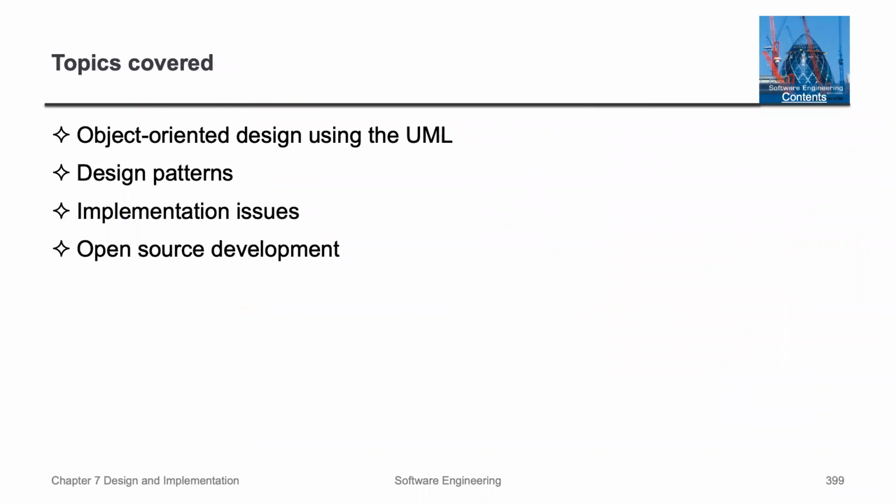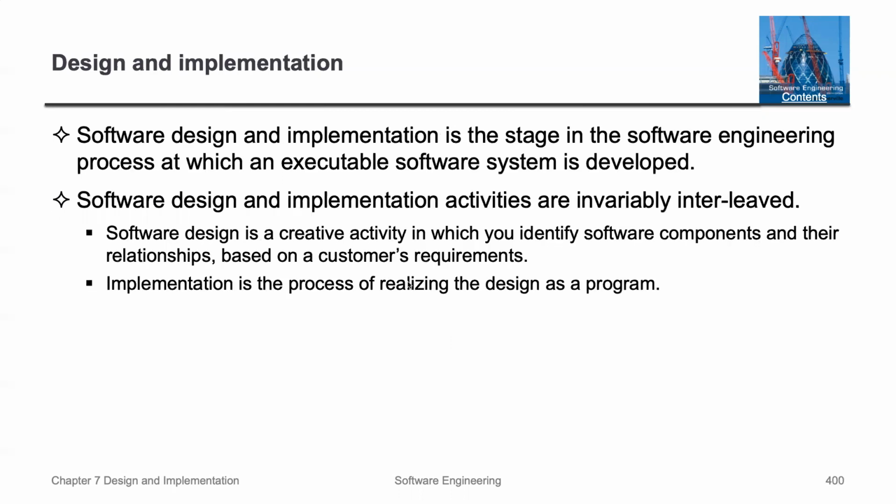So the main things that we'll be covering here are object-oriented design using unified modeling language. We'll talk about design patterns, implementation issues, and open source development. So for design and implementation, software design and implementation is a stage in the software engineering process at which an executable software system is developed.